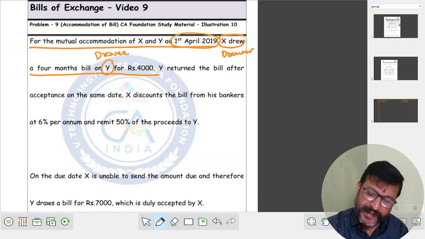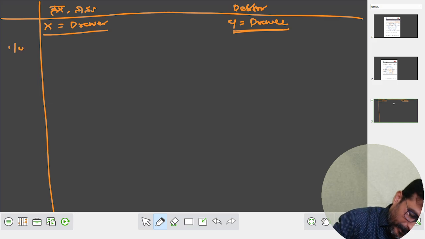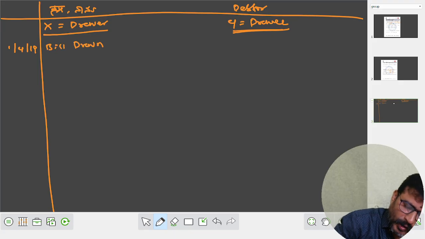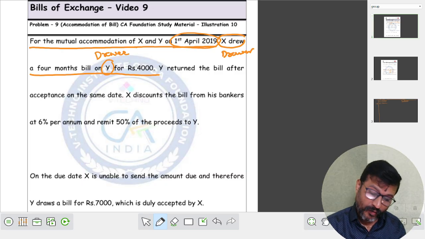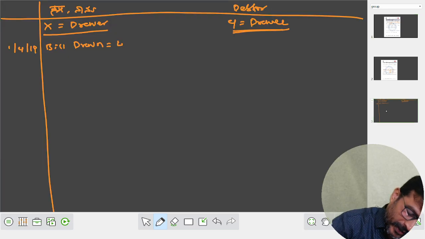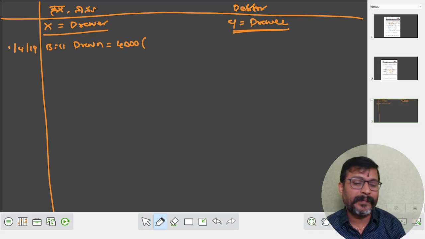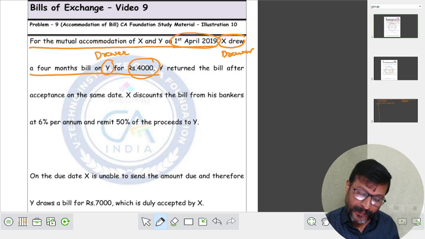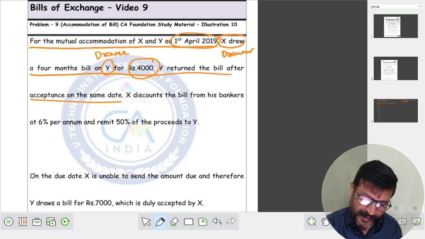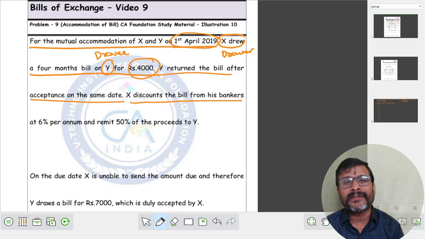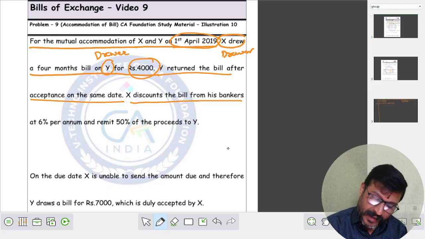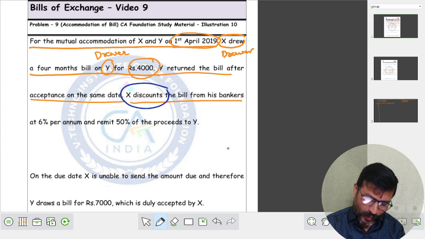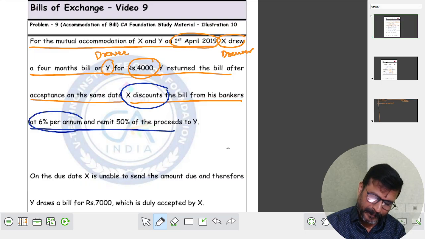X drew the bill on 1st April 2019. The bill is drawn for an amount of rupees 4,000, for a period of 4 months. Y returned the bill after acceptance on the same date. So Y accepted. X discounted the bill with his banker at 6% per annum.